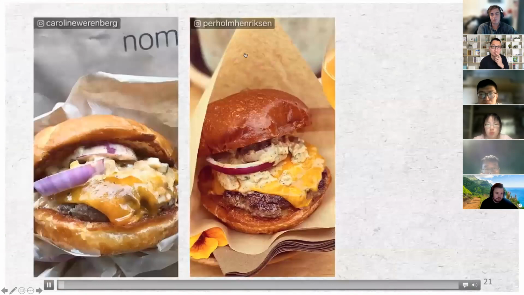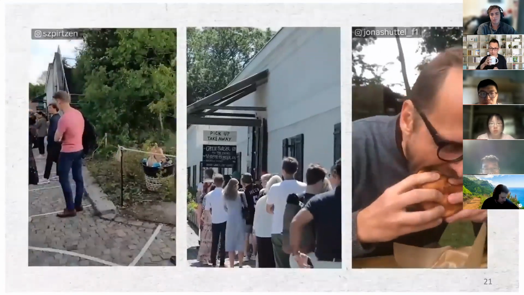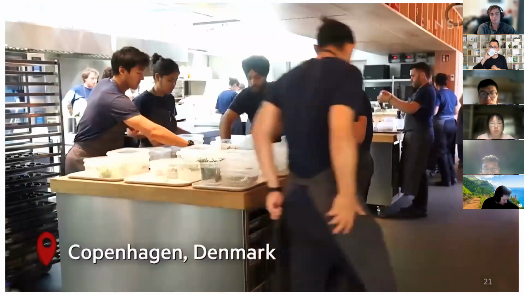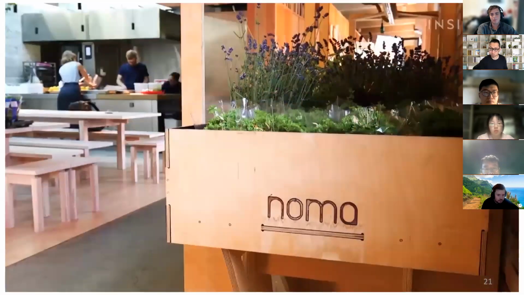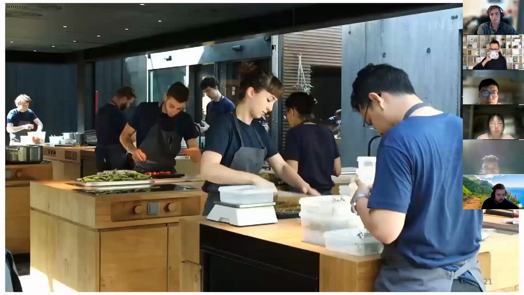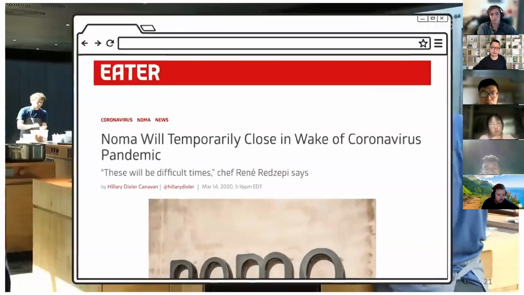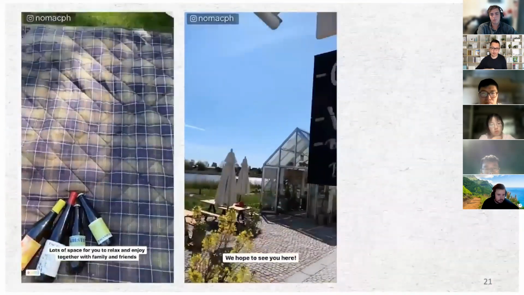This cheeseburger looks simple, but hundreds of people have waited up to 3 hours to get one. That's because it's served at Copenhagen's famed Noma. Here in Denmark, everybody knows that Noma is one of the best restaurants in the world. Like many restaurants, Noma shut its doors for a few months and reopened in May in an entirely new way.